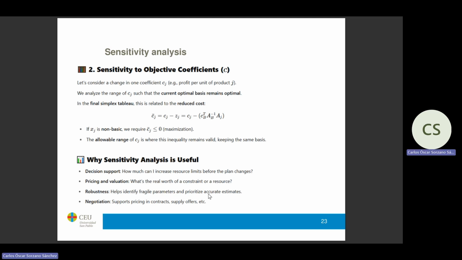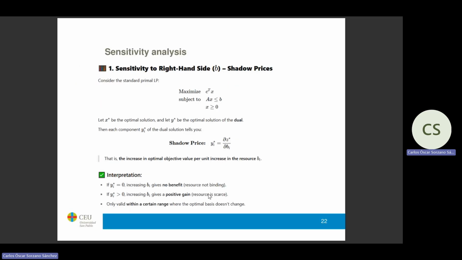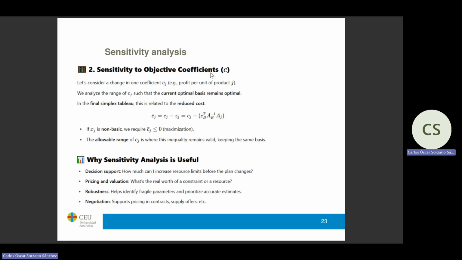Then we can compute the sensitivity to the objective coefficients. So we have talked about sensitivity to the right-hand side, and now sensitivity to the objective. If the objective coefficients change a little bit, how does the solution change? Cj is the coefficient multiplying xj, and we can analyze the range for which the current optimal solution stays optimal.